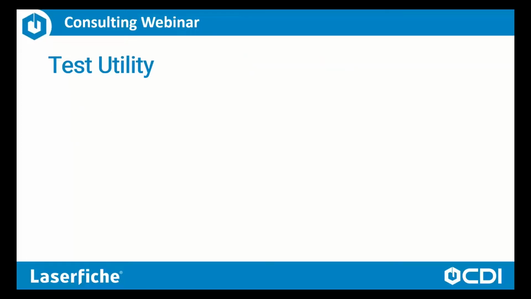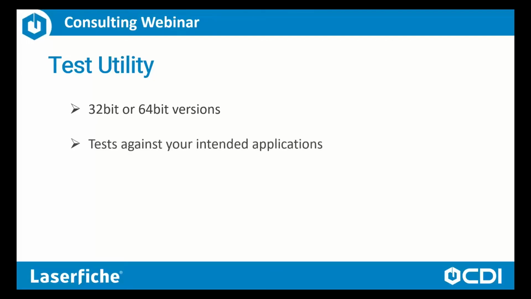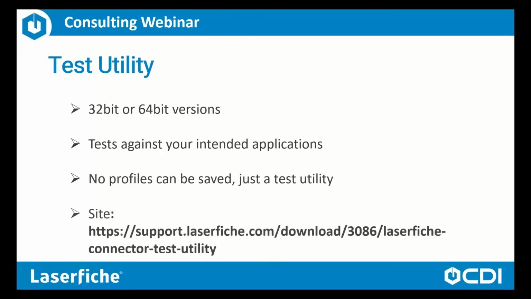Part of the pre-installation process is using the Laserfiche Connector test utility to ensure compatibility with your third-party application. There are 32 and 64-bit versions available. You can test against your intended applications to ensure they are compatible. And with the test utility, profiles are not saved nor used. It's just to ensure that the connector is able to read information from that third-party application. The connector test utility and additional information about the utility is available at the Laserfiche Support site.